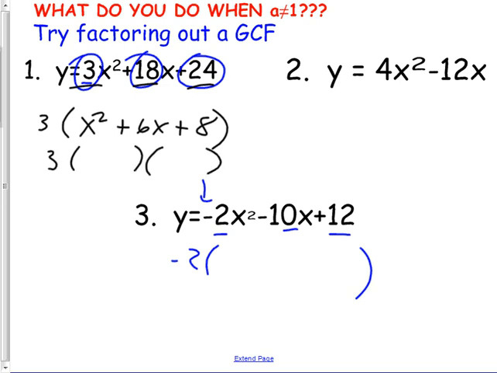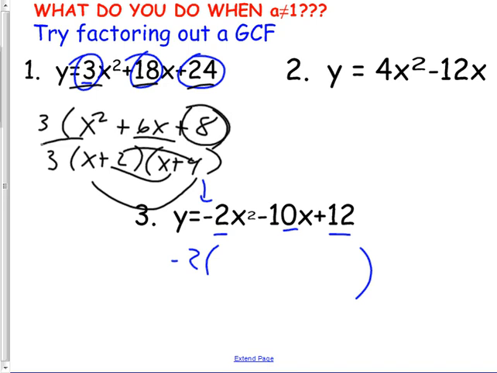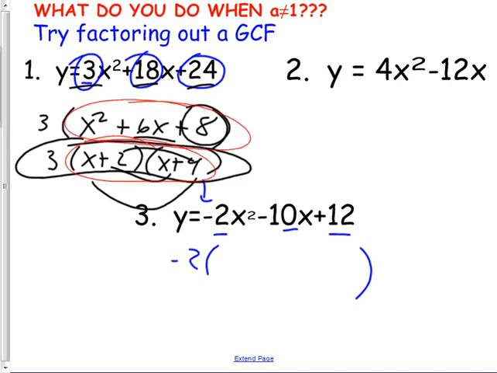I can double check that. Outside, inside, do they make positive 6? Yes, they do. And the last makes 8. So you got it. 3, x plus 2, x plus 4. Raise your hand if you had that one right. Awesome. And this takes a while to multiply back out. But if I were you, I'd just multiply this one back out to make sure it equals that one. Then you probably got it.